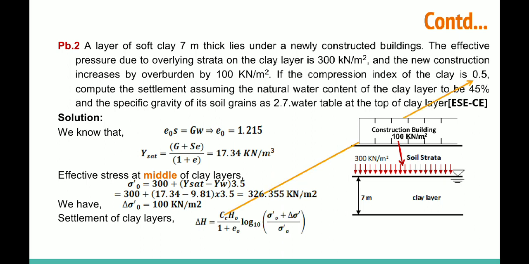So we have the Cc value, that is 0.5. We have H naught, that is 7 meter. We have e naught, which we calculated as 1.215. We have the initial effective stress, and we have the change. By putting all these values in this equation, we get the settlement, and that is 183 mm. 183 mm. Are you getting my point?